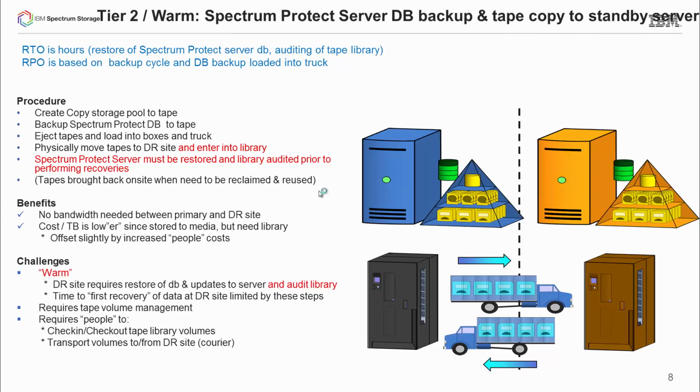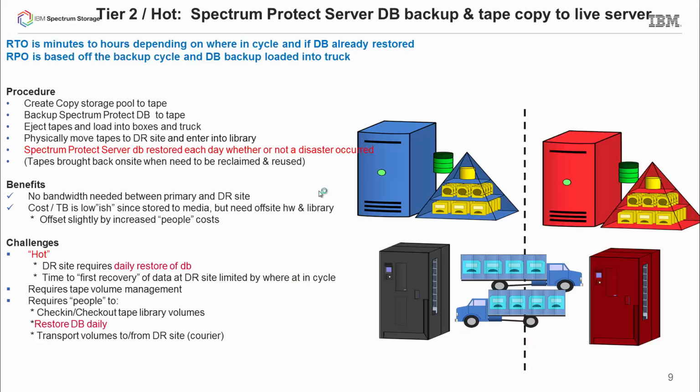Tier 2 warm. In this case, we're using the same procedures that we just covered where we do the Spectrum Protect copy storage pool and the Spectrum Protect database backup out to tape, and we move that information off site. But in this case, when it gets off site, we put it into another library. And now if there's a failure, we can simply attach that library to a disaster recovery server, rebuild that server, audit the library so it knows where all the volumes are, and then we can start the restore. So it is a little bit faster in the fact that you don't have to pull the volumes out of a vault. They're already in a library and ready to be utilized, but you still have to restore that Spectrum Protect database and audit the library.